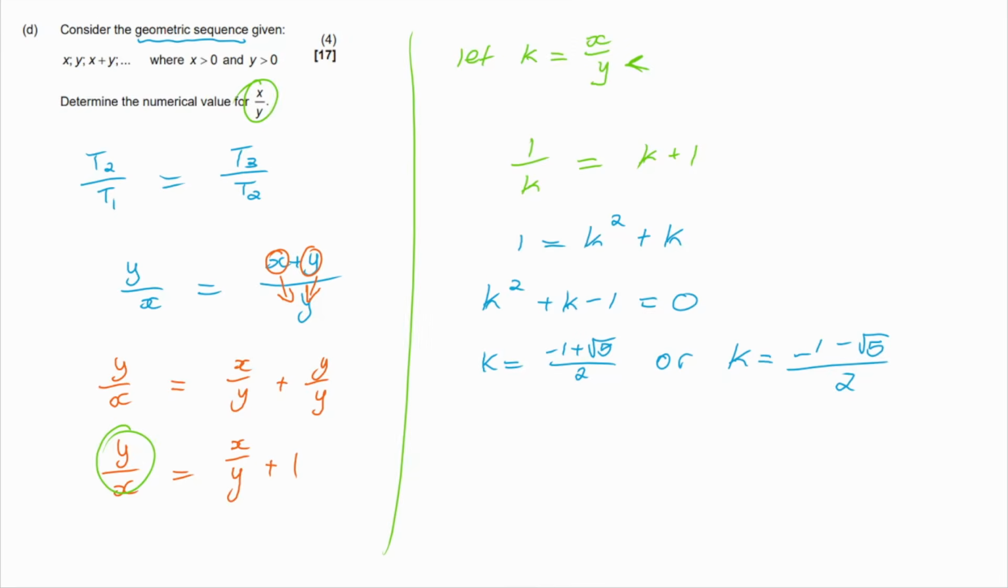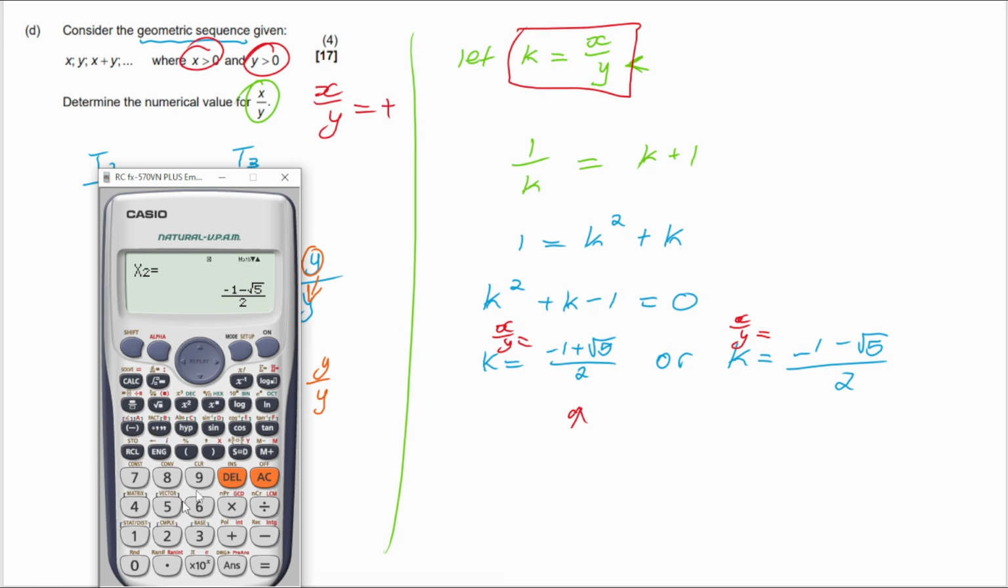Okay, so those are the two possible answers, okay? But remember, k is up here, x over y, all right? So these are two possible values for x over y, okay? Because remember, this is x over y, and this is x over y, okay? But we need to be careful now. We need to check, okay? So x is greater than 0 and y is greater than 0. So that means that x over y must give us something that's positive.